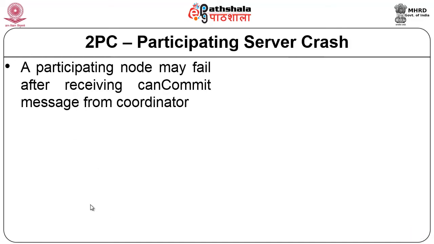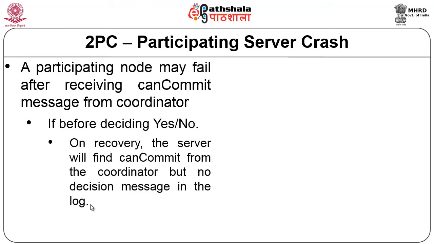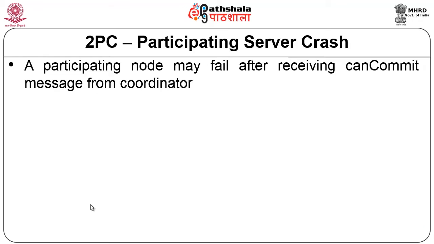Now, if a participating node fails after receiving the can commit, but before deciding yes or no, when it comes back up, it will check its stable storage and it will see that the coordinator had sent a can commit, but its own decision is not there. So, what will happen? It will again abort because it has not sent a decision. No decision will be sent before putting it in the stable storage. If stable storage does not contain a yes or no, it means that it has failed before taking a decision. So, by similar logic as we applied, it will abort.